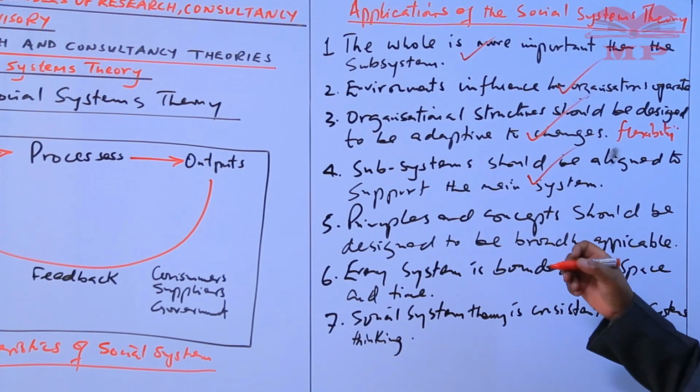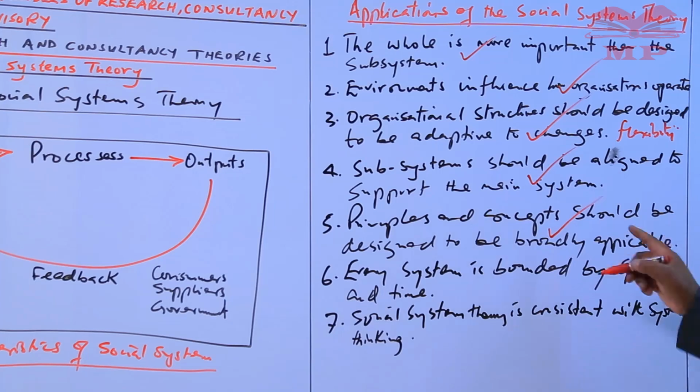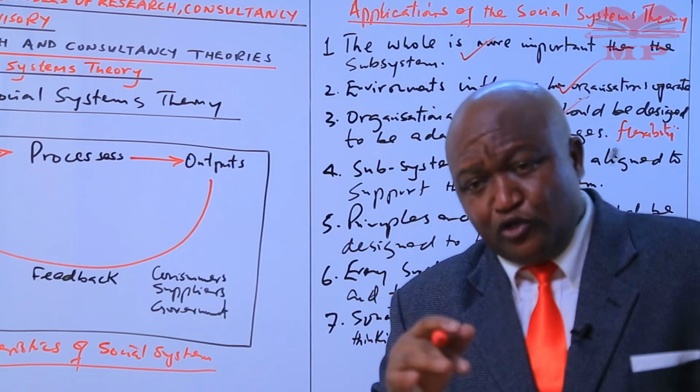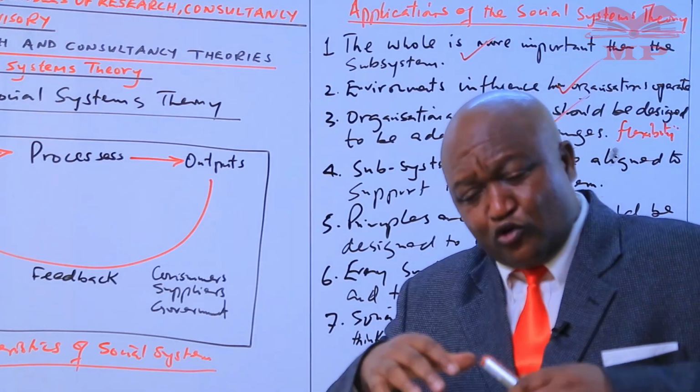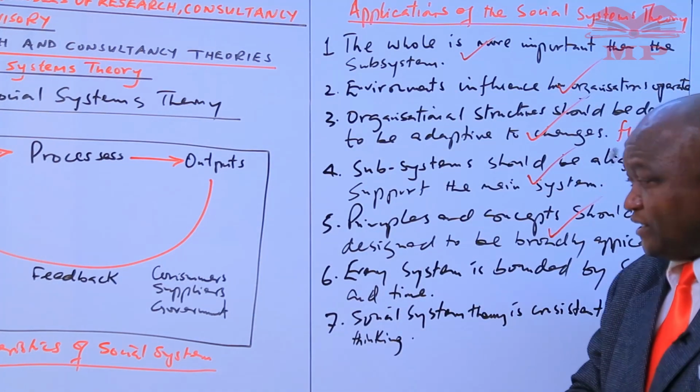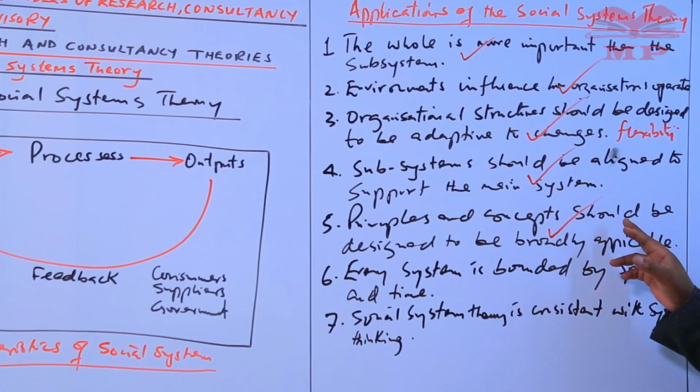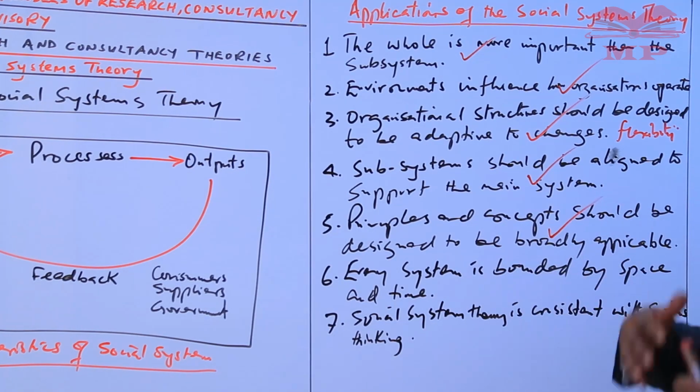Then number 5, principles and concepts should be designed so that they are broadly applicable. If you are designing, say, a system within an organization, then that system should be strong enough and versatile enough to be applied within the organization to achieve the greater goals of that particular organization.